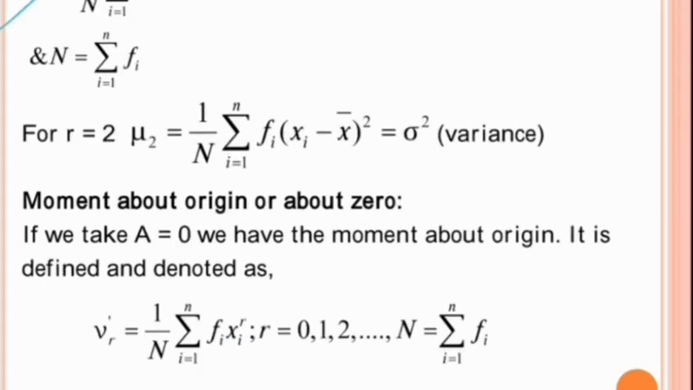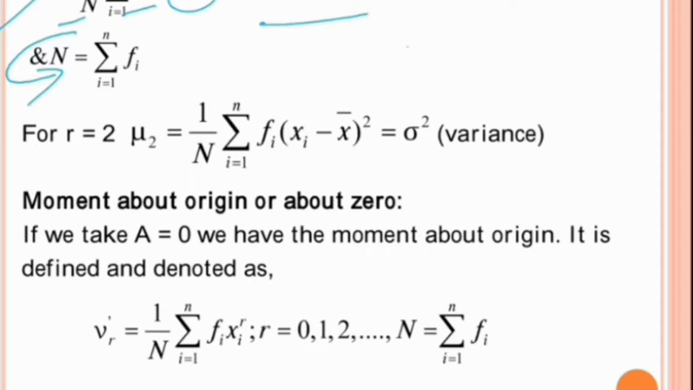Similarly, mu r for frequency distribution can be written as 1 upon capital N, where we know that N is the summation of fi's, right? Which is given by summation i equal to 1 to n fi into (xi minus x bar) raised to r, where r is 0, 1, 2 up to so on, integers, right? Again here what we are doing? We are replacing A by x bar.